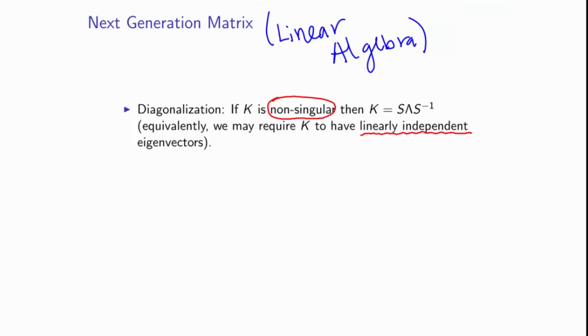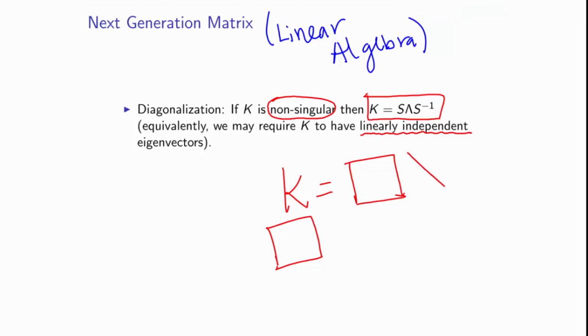But anyway, for the sake of the argument that I'm going to go through, let's assume that the next generation matrix is non-singular, meaning that among many properties, the next generation matrix is going to have eigenvectors that are linearly independent. That means that it is possible to write that matrix in a factorization. In other words, we would be writing that K, which itself is square, can be written as a square matrix times a diagonal matrix times a square matrix. That is the idea of the factorization. This factorization is beautiful.